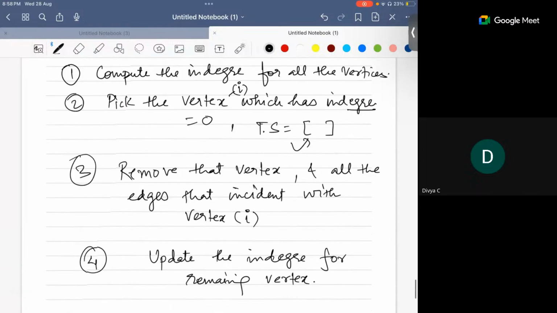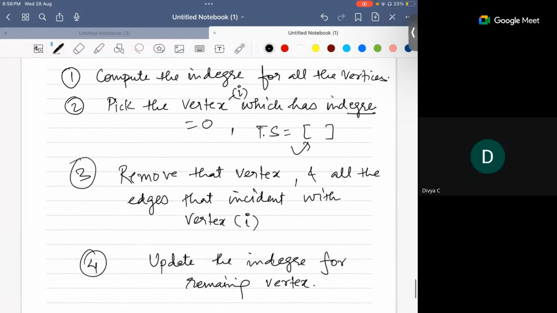Is the step clear? So first step is, whatever graph has been given to you, compute the in degree for each of the vertices. Then choose that vertex which has the in degree 0. Whichever vertex it is, just put it in that empty list. For example, A came, so put A there.